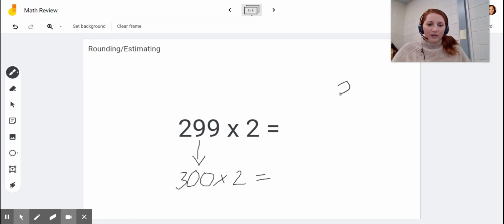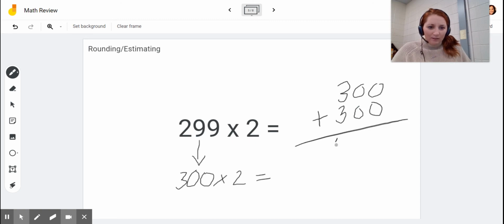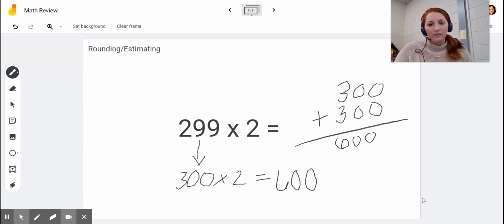Well, I know that 300 plus 300, so I have 2 groups of 300, gets me 600. So if I were to estimate 299 multiplied by 2, I know that it should get me 600. So your correct answer would be 600. Even though it doesn't give you 598 as an answer, it's still going to get you 600. 600 would be your correct answer because it's asking you to estimate. So it wants you to work with numbers that are easy to work with. Rounding, all rounding and estimating is working with numbers that are easy to work with. They're working in multiples of 10.